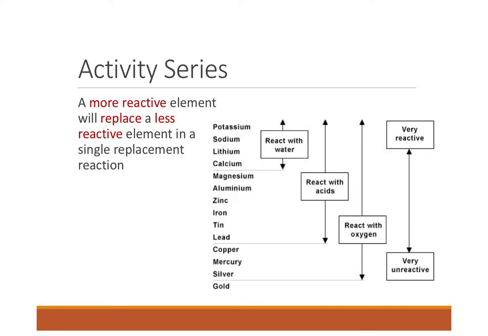Determining which metals will replace other metals can be seen in something called the activity series, which is just a list of which elements will replace other ones. And just like with that list of halogens, ones that are on the top will replace elements below them. And so you can use an activity series to predict if a single replacement reaction will even occur.